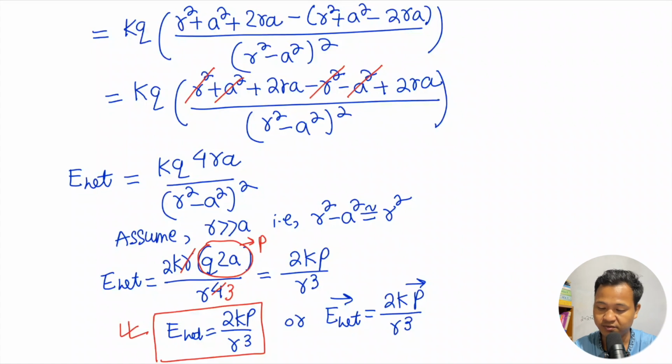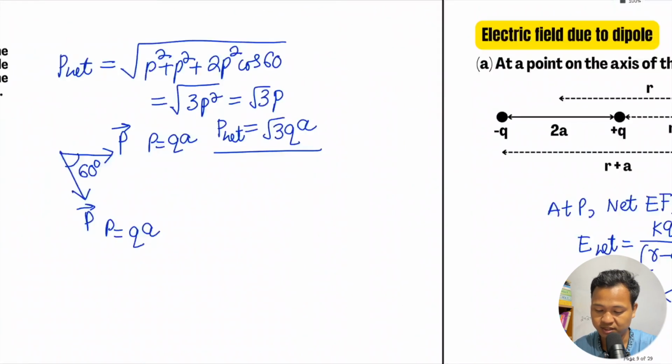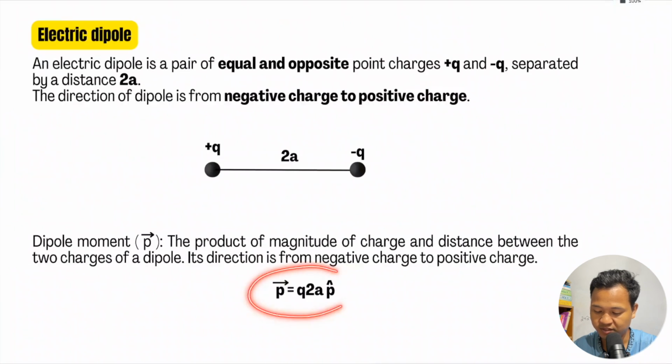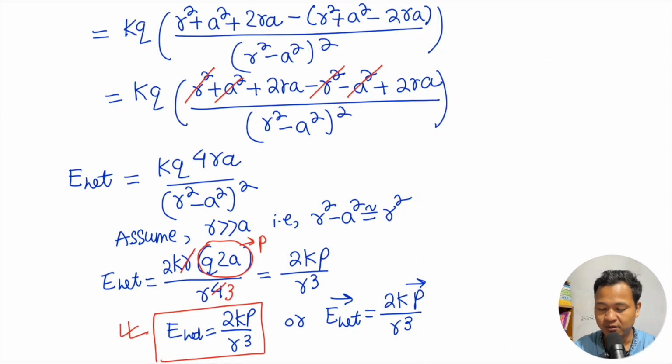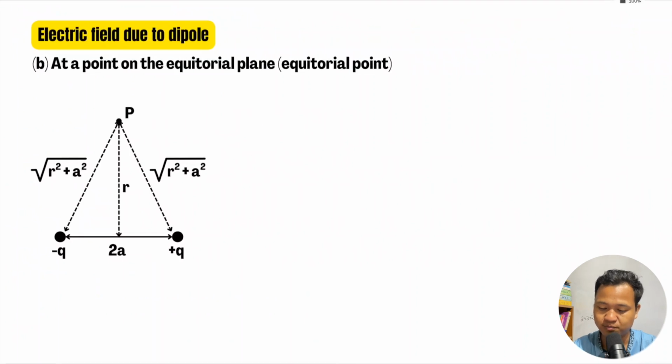So P bar is this value. Q into 2A into P cap, P bar direction, so P cap. From negative to positive charge. At the axial point, the electric field is 2kp by r cube. Okay, next, also the equatorial point.